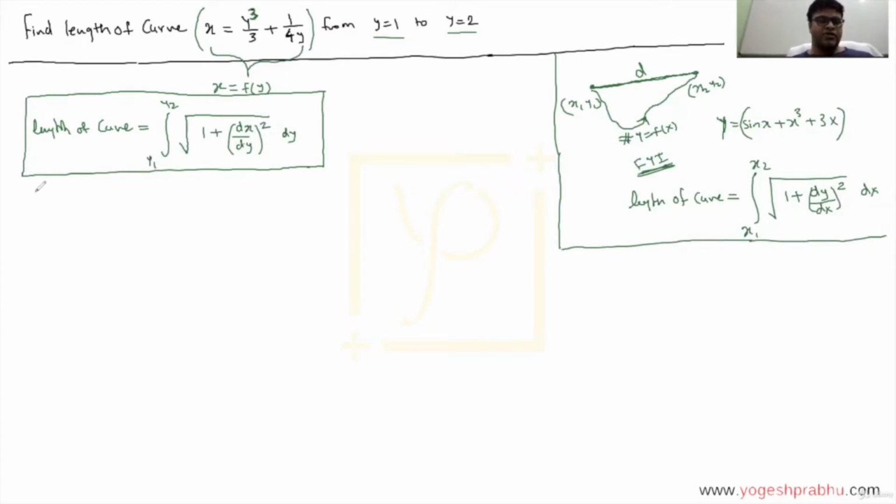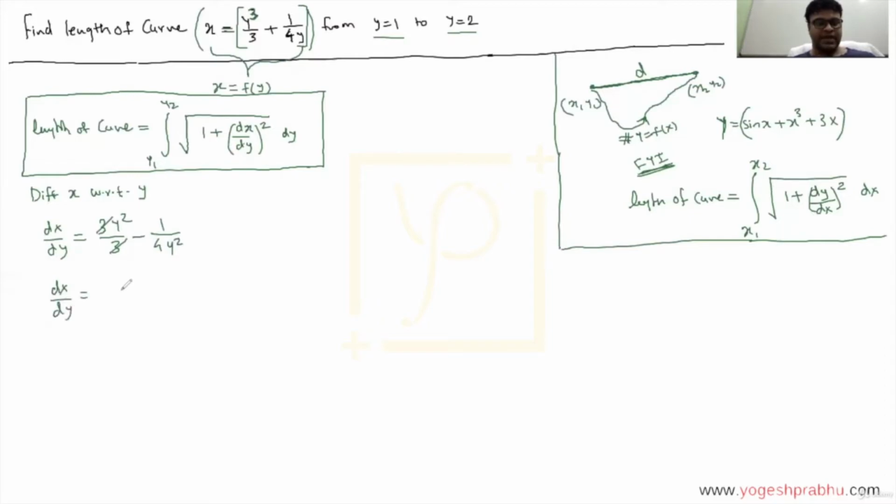So the first step: you have x in terms of y, which is given like this. Now start solving. Differentiate x with respect to y. We get dx by dy, and the derivative of y cube by 3 will be y square, and the derivative of 1 by 4y will be minus 1 by 4y square. So it will become negative here. This is 4y square, and then we cross multiply.